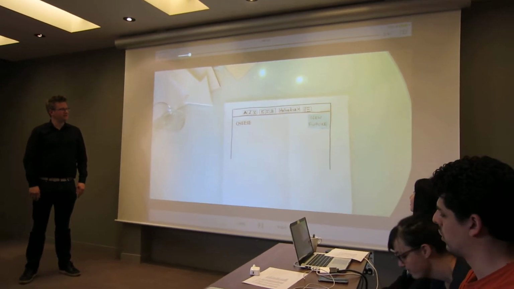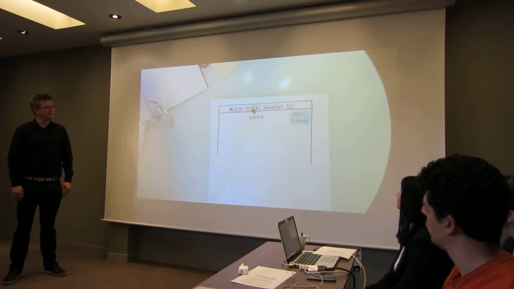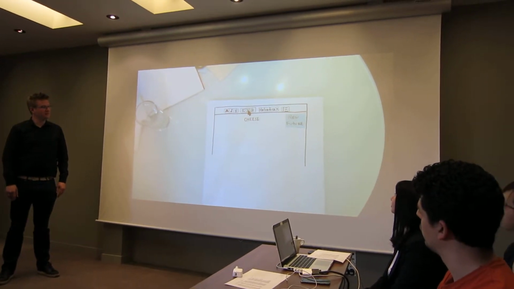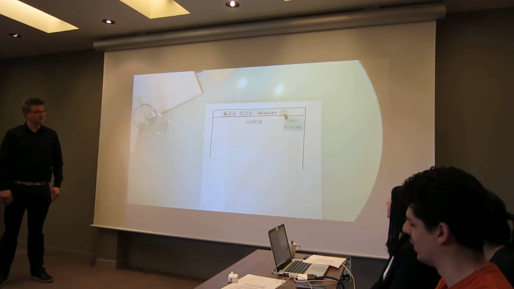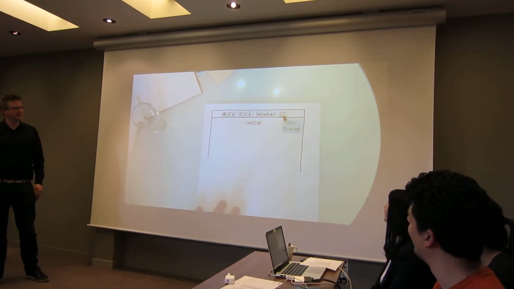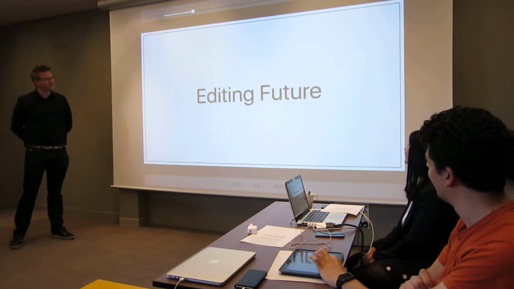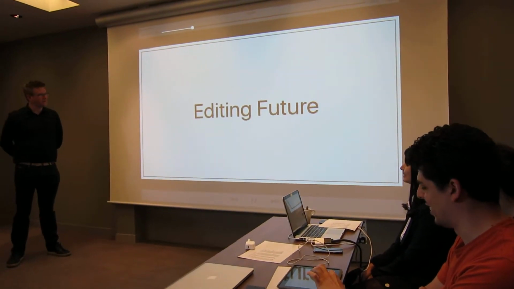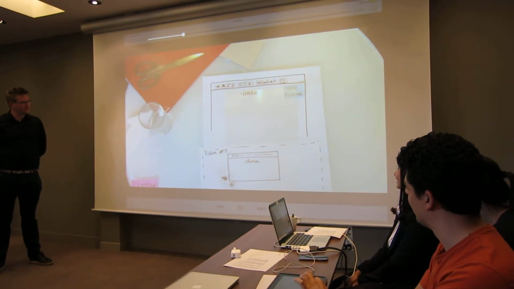So I type cheese, I center it. There we go, centering. And then I make it a bullet point. There we go. It's very traditional, yes. But then I press the new future. So click, and now we're going to edit the future. So I get a copy of my thing there.